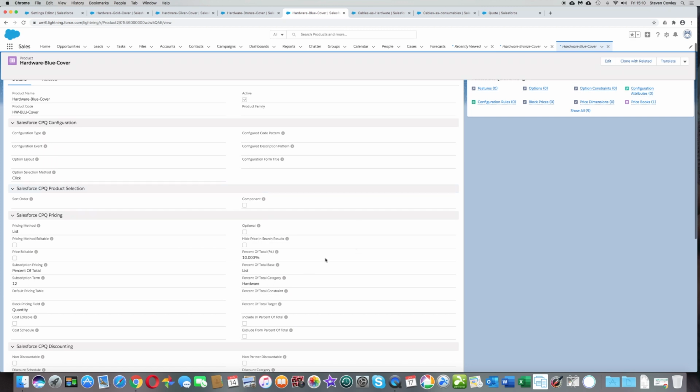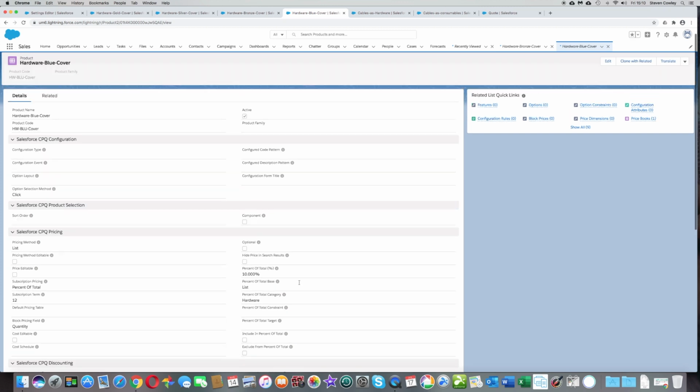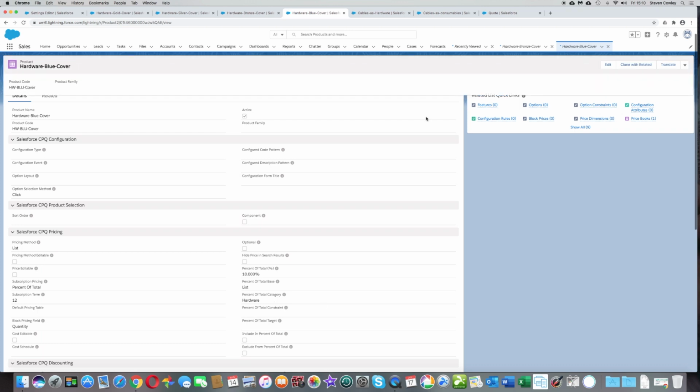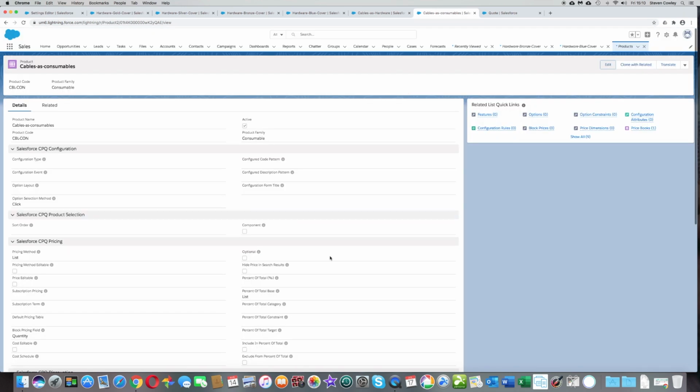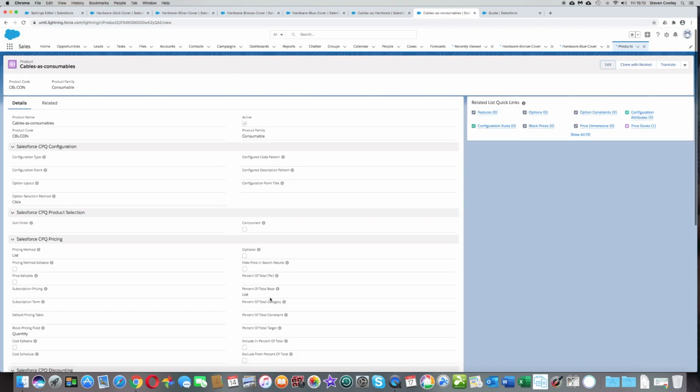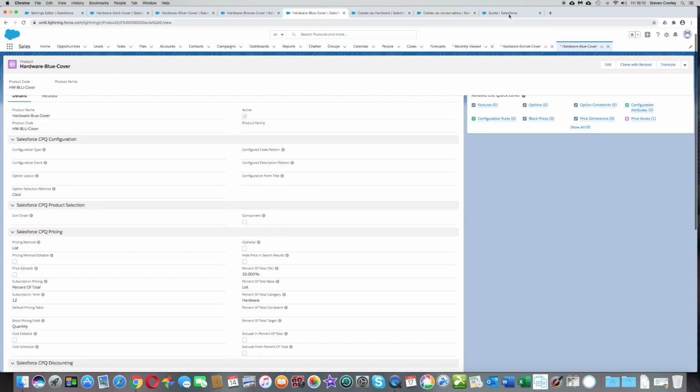But what I've done here is told it to include hardware-only products, and I've set up two products, both called cables, one of which has a percentage of total category of hardware, and one of which has a percentage of total category unset. So I'm going to add on this hardware blue.